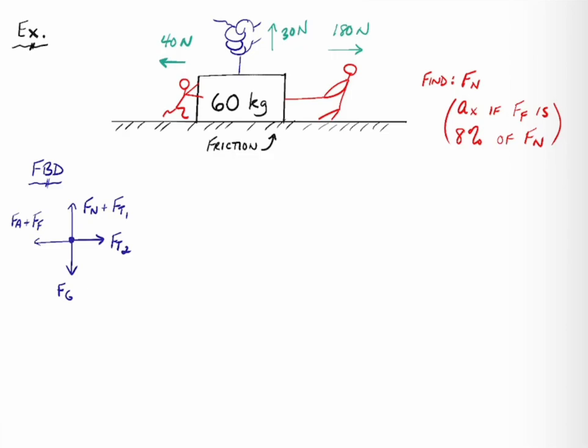So the reason I use FF to the left here is simply because 180 is larger than 40, so I can safely assume for our purposes that this block is going to want to slide to the right because that's the direction that more force is acting in.